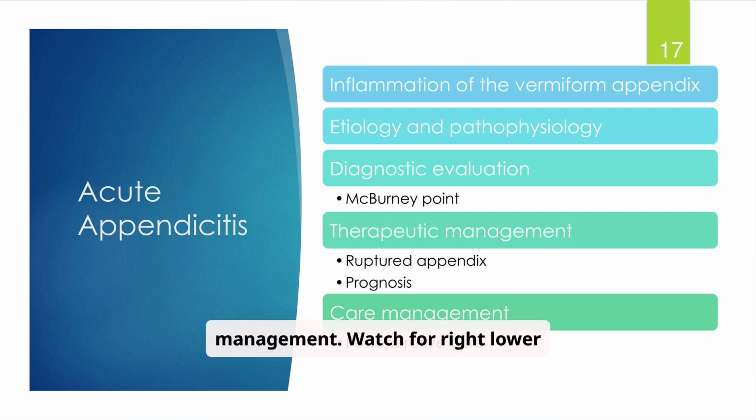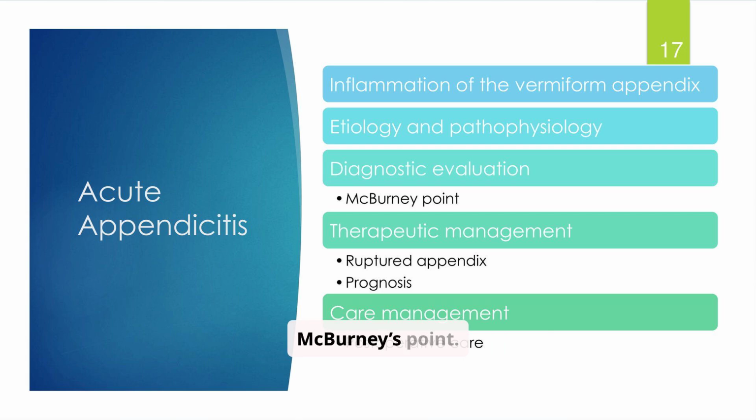Watch for right lower quadrant pain, especially McBurney's point. Fever, nausea, rebound tenderness, red flags. Rupture risk goes up if not treated quickly. Surgery is usually the fix. Post-op, watch for infection and support pain control.